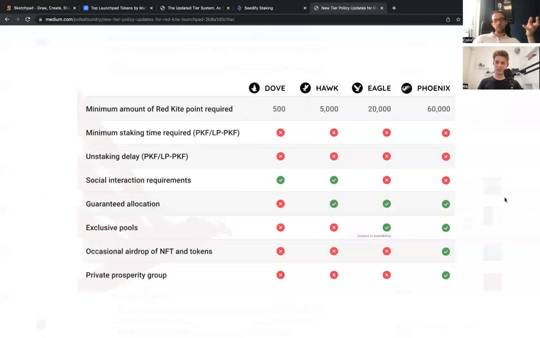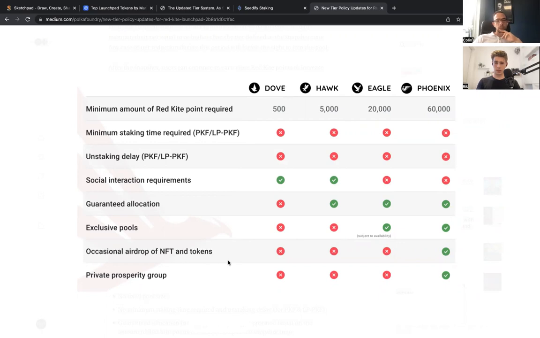Again, it's about perceived value, right? They could say private sale pools, but they make it sound exclusive. So they say exclusive pools. And those private sales, because they're cheaper, bigger investment, usually, they only offer those to Eagle and Phoenix because they're bigger investors, right? Right. So occasional airdrop of NFT and tokens is obviously some bullshit marketing gimmick, right?